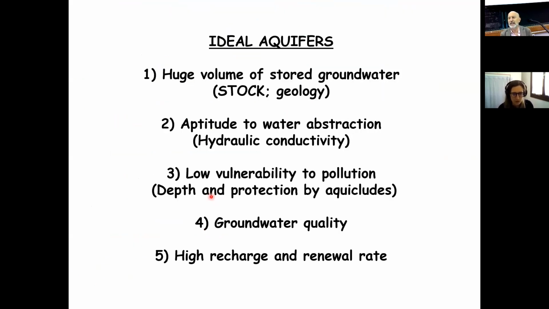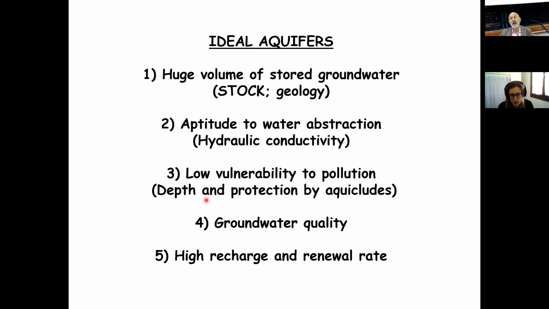Let's go to the aquifers. Let's go to groundwater flow. One good way to mitigate the effects of climate and global change is to base our groundwater exploitation upon aquifers, because we have already seen that aquifers are very resilient to climate change. In many situations, aquifers have a huge volume of stored groundwater, so they have a very big stock of water below the ground. If the aquifers are permeable, they could have a good aptitude for water abstraction.